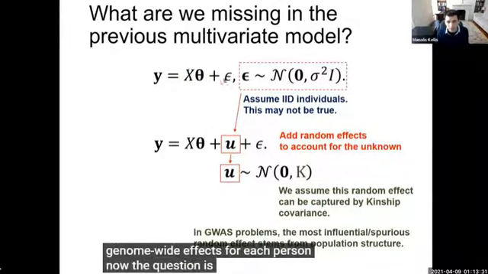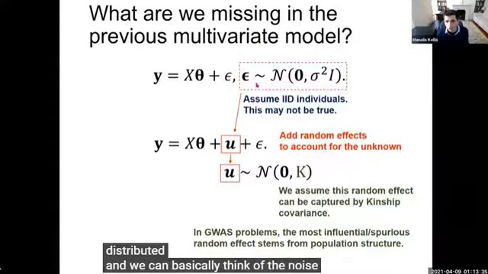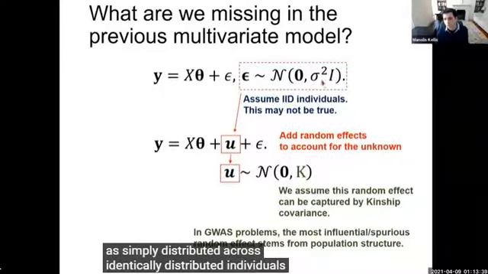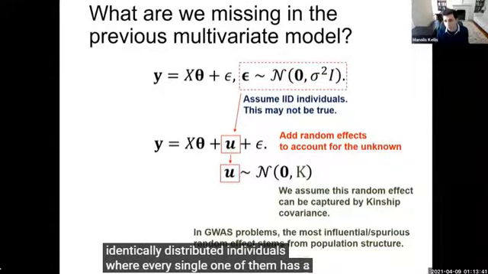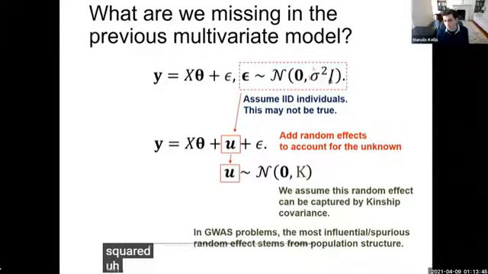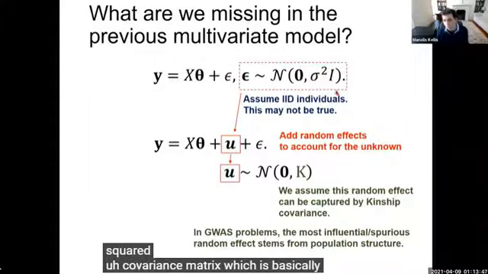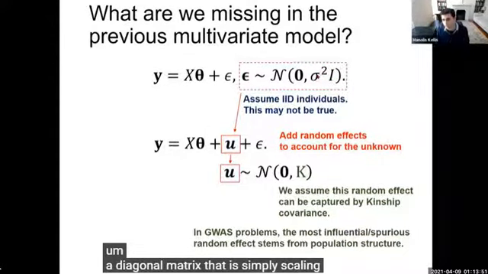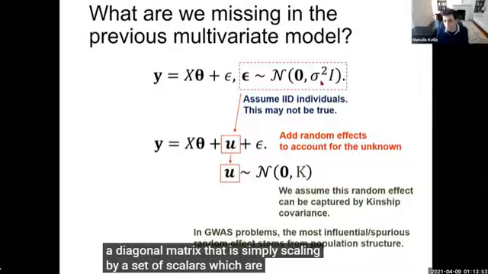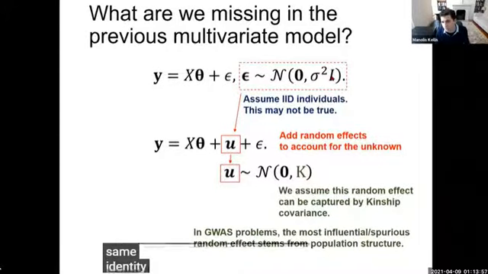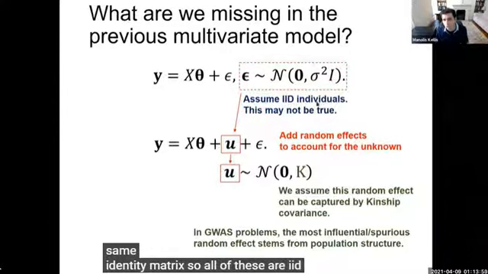Now, the question is, how is the noise distributed? And we can basically think of the noise as simply distributed across identically distributed individuals, where every single one of them has a noise centered at 0 with some sigma squared covariance matrix, which is basically a diagonal matrix that is simply scaling by a set of scalars, which are the variances for every individual, times the identity matrix. So all of these are IID, basically.